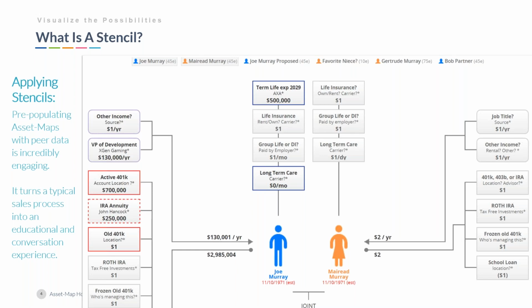So where I'll conclude with this before we hop into the app is this. Overall, applying a stencil to a household is really going to allow you to cut down on the time it takes for making asset maps and especially filling in any gaps that you may have. So let's go ahead and hop into the application and show you how it's done.